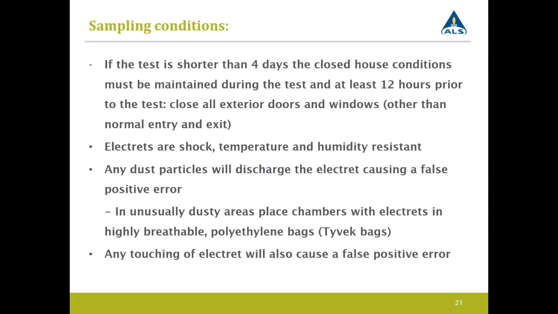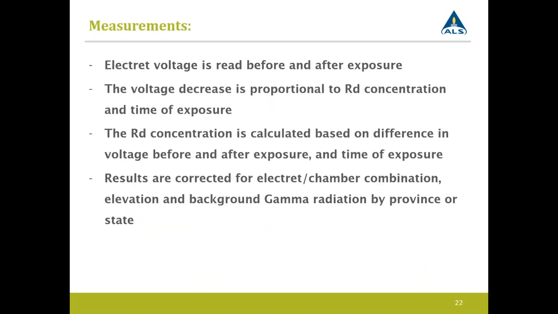The electrode voltage is read before and after exposure, and the voltage decrease is proportional to radon concentration and time of exposure. The concentration is calculated based on the difference in voltage before and after exposure and the time of exposure. And the results are corrected for electrode chamber combination, elevation, and background gamma radiation by province or state.